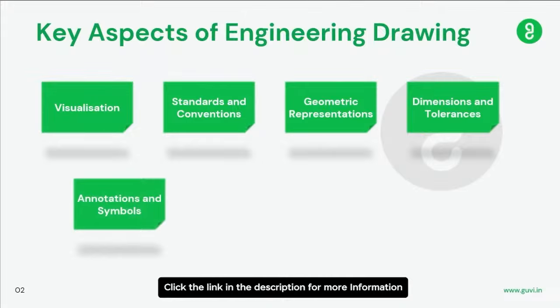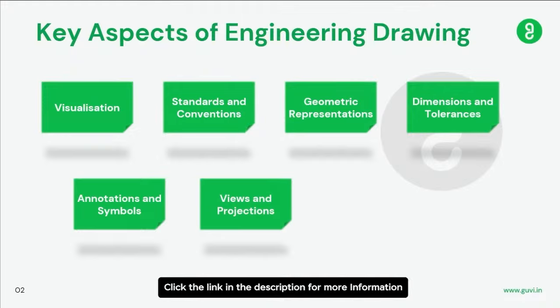Annotations and symbols. Drawings can contain annotations and symbols to convey additional information that cannot be easily represented geometrically. These may include notes, labels, material specifications, surface finish requirements, assembly instructions, and any other relevant details.